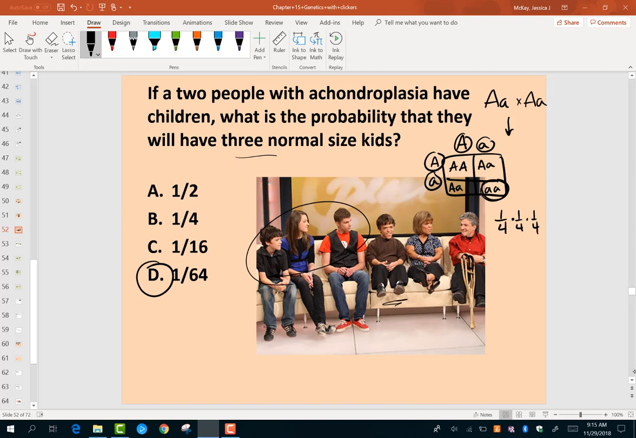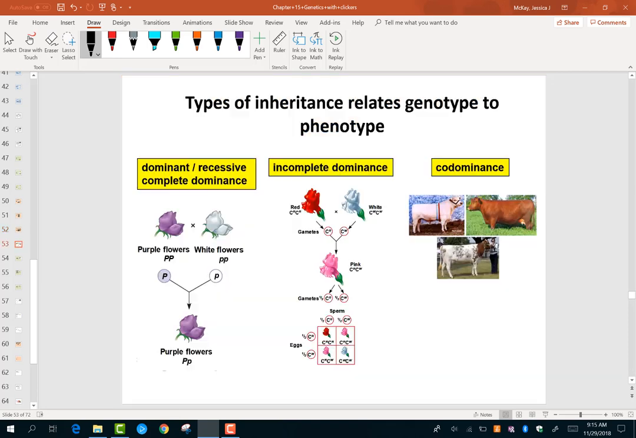Okay, I want to go through one more type of inheritance in this video, and then I will record a new one for sex-linked traits and for some other genetics terms. All right, so types of inheritance that relate genotype to phenotype. We've been working with dominant recessive, complete dominance, where you have one copy of the dominant allele and you get the dominant phenotype. But there are other types of dominance, and one is called incomplete.